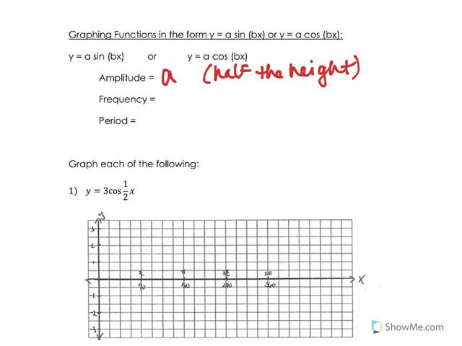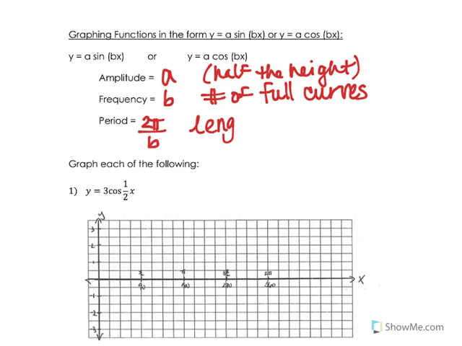And the easiest way to think about that, I was going to say the distance from like the middle of the graph to either the top or the bottom, but really it's just half the height. The frequency is equal to b, and that is how many full curves that you see in 2 pi. And then the period is going to be 2 pi over b, and that's going to be the length of one curve.